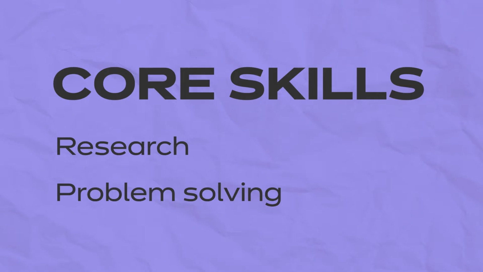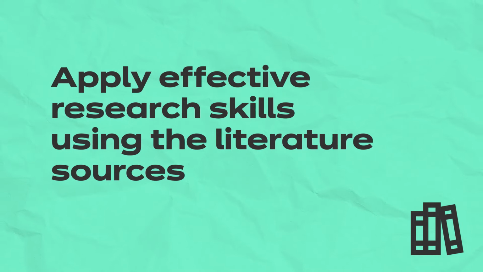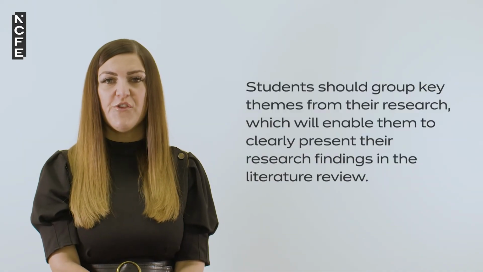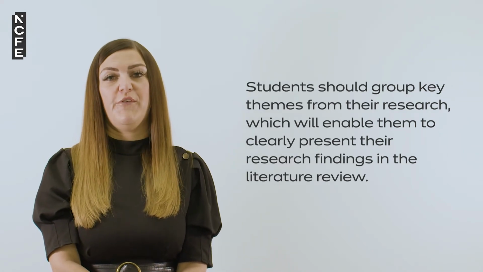In this task, students are required to carry out research using specific literature sources and present their research in a written literature review. The core skills covered in this task are research and problem solving. To maximise success in this type of assessment, students should apply effective research skills using the literature sources. Students should use their research to effectively provide evidence-based information to justify how they would investigate the issue from the brief. It's important for students to group themes from their research, which will enable them to clearly present their research findings in the literature review.